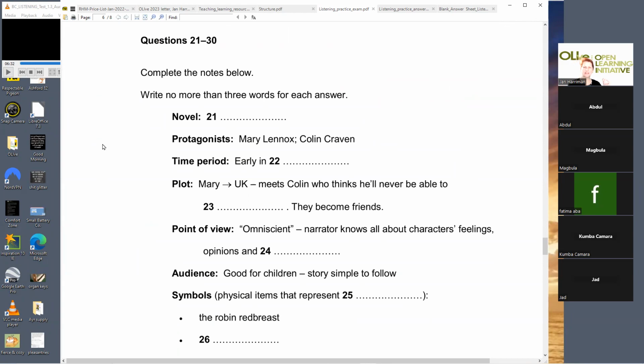The good news is you don't need to answer all the questions. Remember, the good news is you don't. But if you get lost, you just move on. This is why practice is so important, because you will get lost.